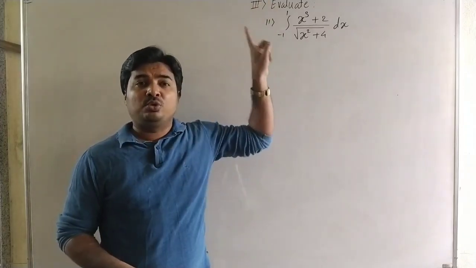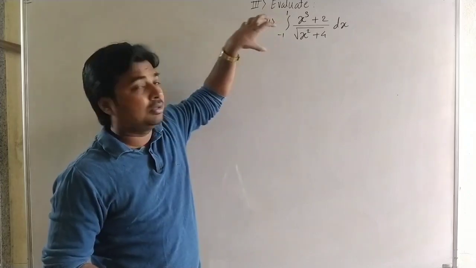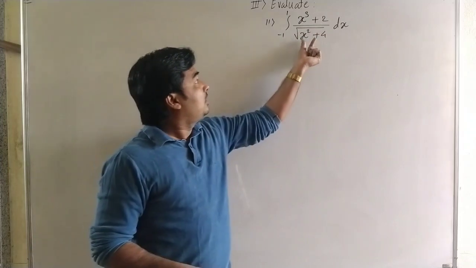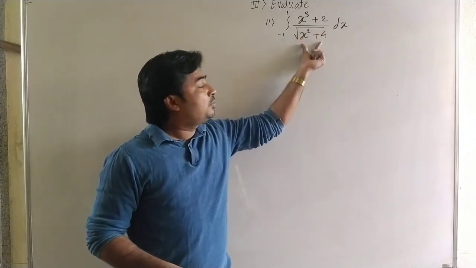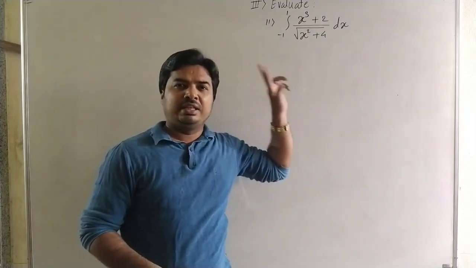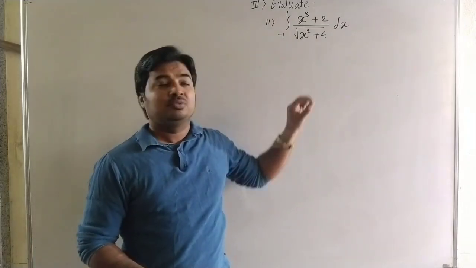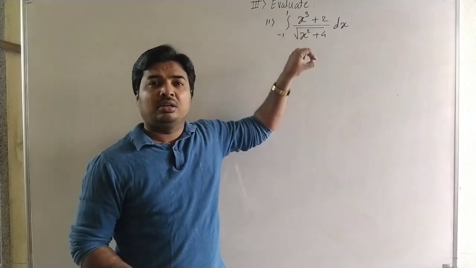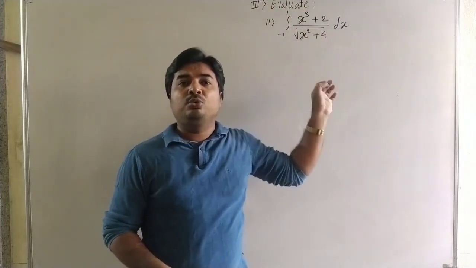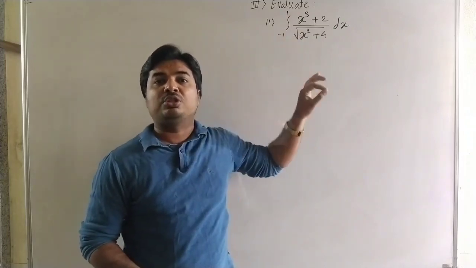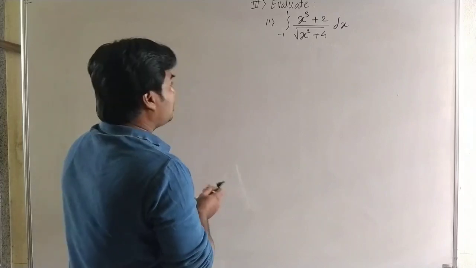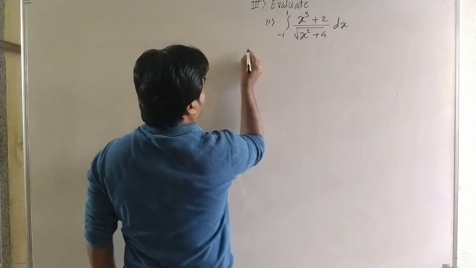Here the limits are minus 1 to 1, that means this example is on our last property, that is, minus a to a. First, we check whether this function is even or odd. If it is odd, then the integral is 0, and if the function is even, then we can write this integral in the form of 2 times the integral of 0 to a of f of x. Okay, like that. Here, see carefully. First, we check whether this function is even or odd.